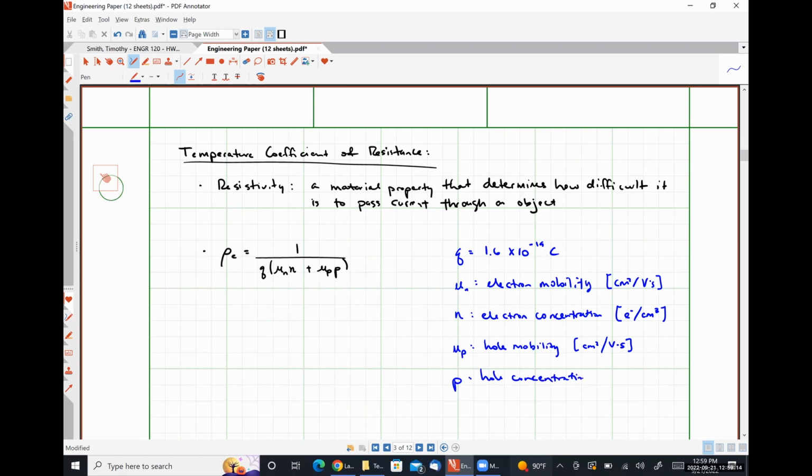Concentration. Hole, so H plus per cubic centimeter. Okay.